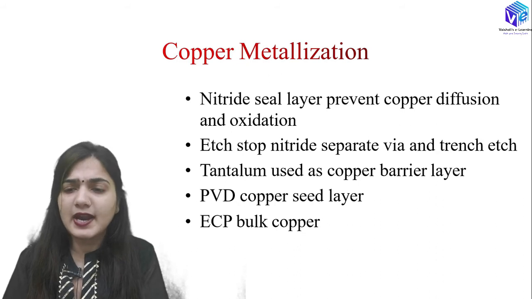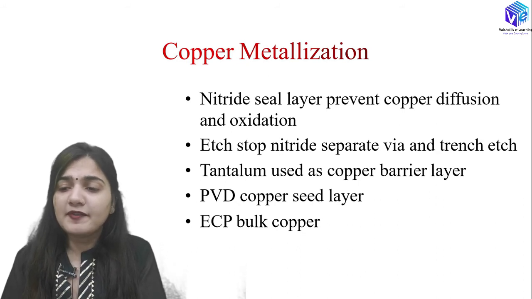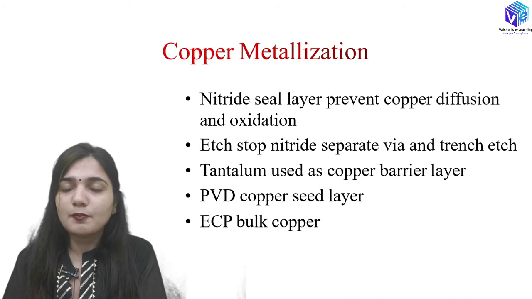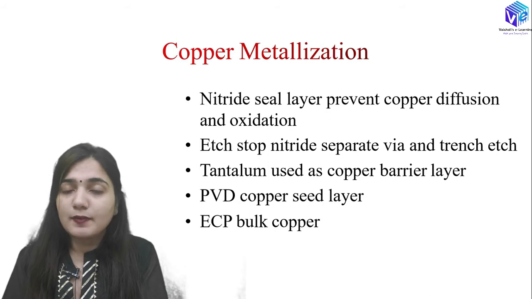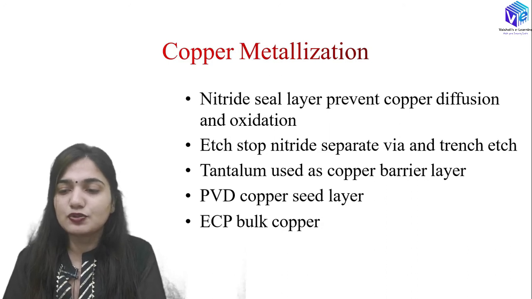We have the nitride seal layer, which prevents the diffusion of the copper outside and also prevents the oxidation of the copper. So the nitride seal is a very important layer that we have to deposit at the last, right? We will also have the etch stop nitride, which is going to separate the via and the trench etch.